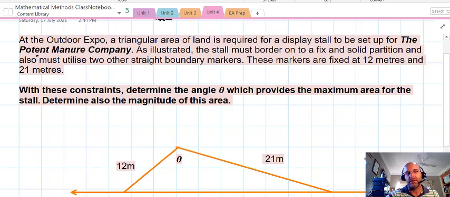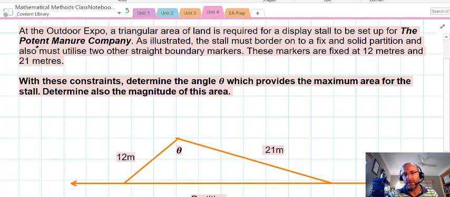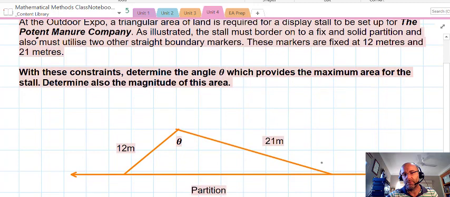So, as illustrated, the stall must border on to a fixed and solid partition. And if I just bring that up there, right at the bottom, you can see the partition. It's very long, and it's straight, and that's it. It doesn't change. The organizers won't let you change it. And they must utilize these two boundary markers which lie along the ground.